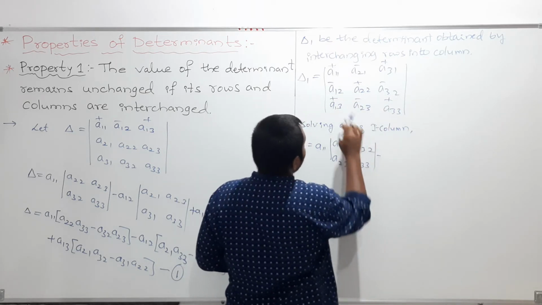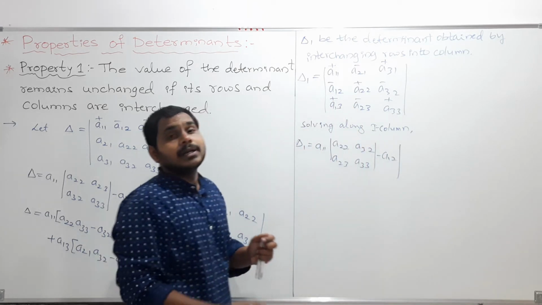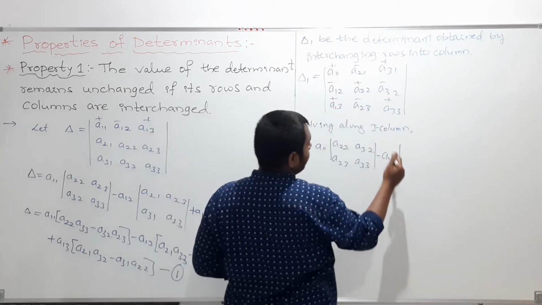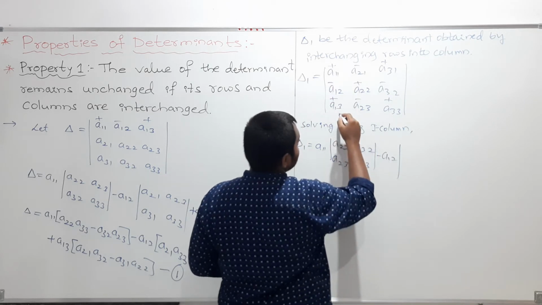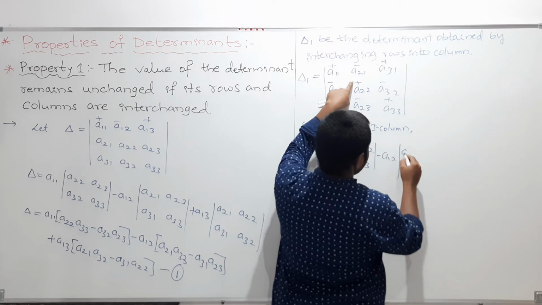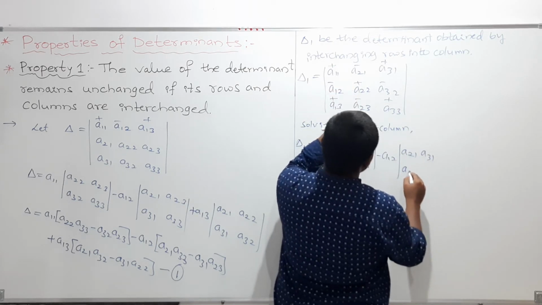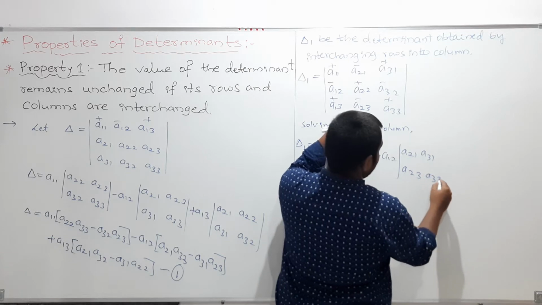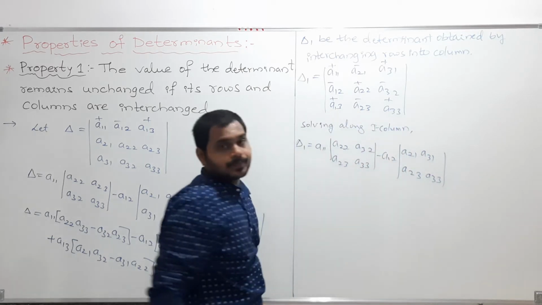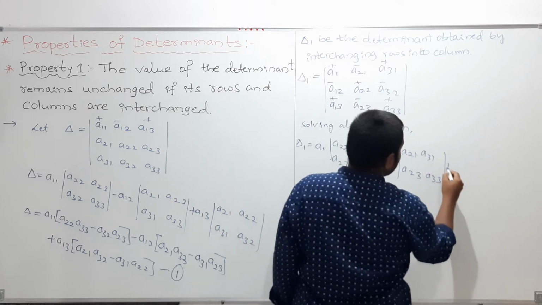Next, this element, minus of A12. Next determinant value, minus of this element A12. Next, leave this column and this row. If you leave this column and this row, the remaining elements are A21, A31, A23, A33. Clear?